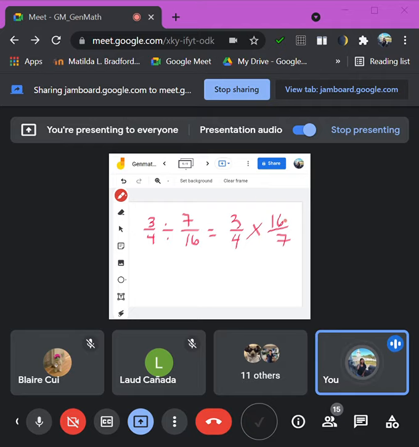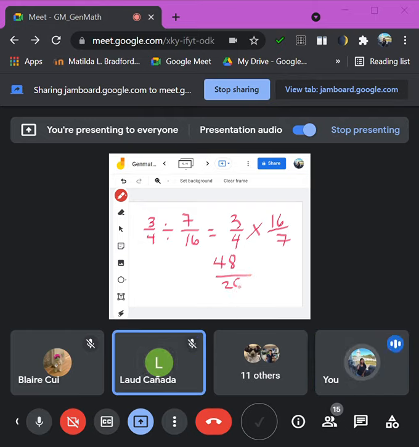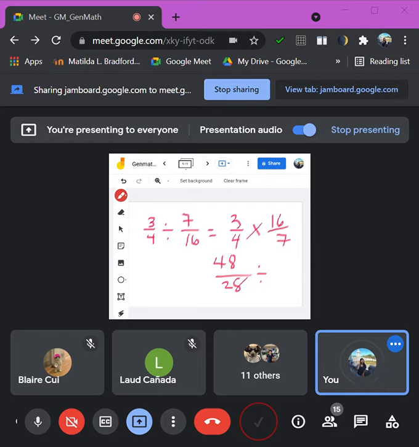So, 3 times 16, that is how much? That is 48. Very good. And then 4 times 7, that is 28. So we can still simplify by dividing by how much? 4, right? It can be divided by 4. So that is equivalent to 12. Correct? Yes. Okay. And then 28 divided by 4, that is 7.